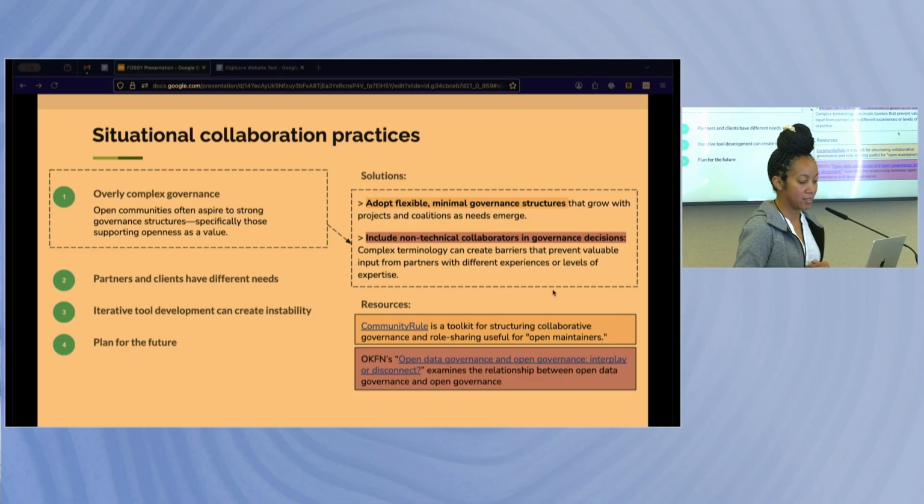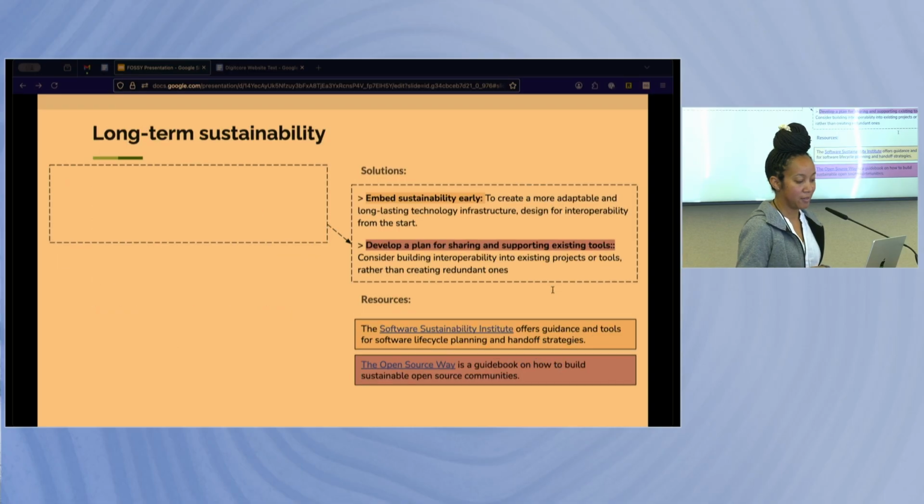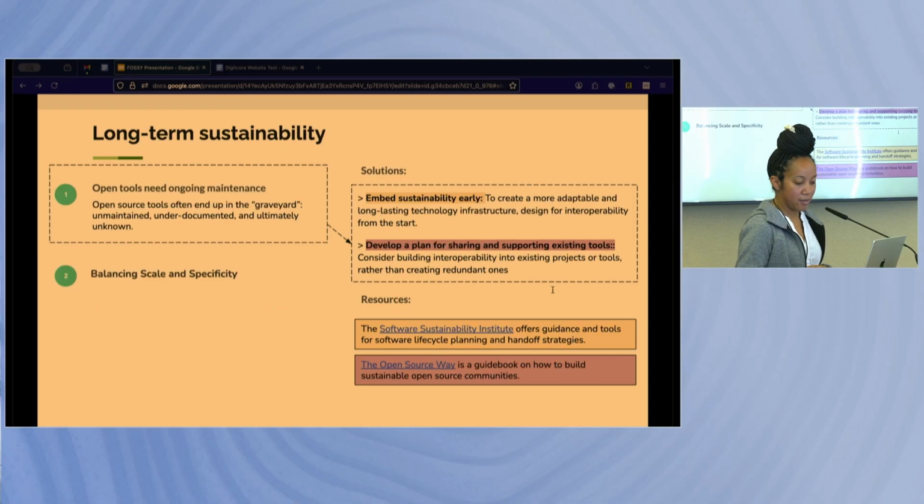The other patterns in this theme include partners and clients have different needs, iterative tool development can create instability, and planning for the future. And the last one will be around long-term sustainability, which I think I've heard a few people talk about already. The long-term viability of open infrastructure depends on securing resources for ongoing maintenance.